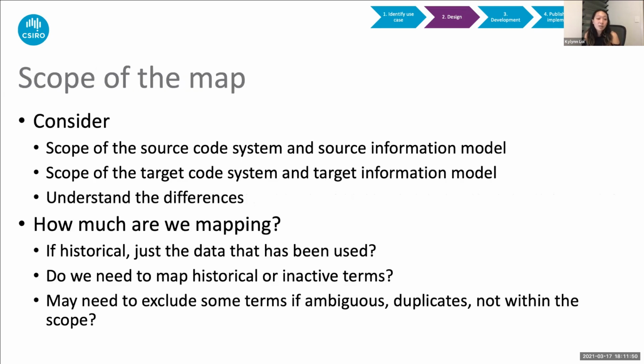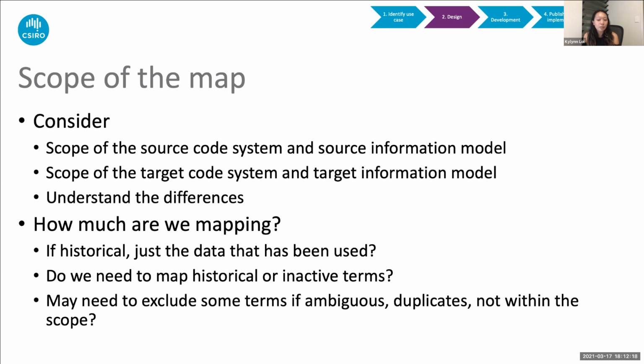When considering the scope of your map, you need to think about what the scope of the source code system was, and how that code system sat within the information model. You need to think about what the scope of the target code system is and how it will be implemented. What will the target information model be? You then need to think about the differences between the two. Do these scopes actually match, and should they match?